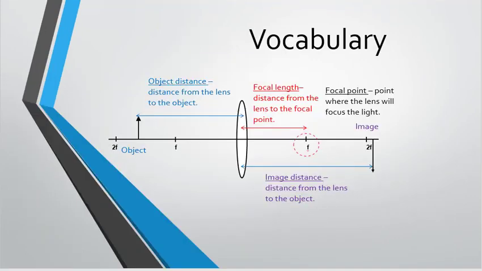A little bit of vocabulary that goes along with lenses. You have the object distance, which is the distance from the center of the lens to the object. And you have the focal length, which is the distance from the center of the lens to the focal point, which is the place where all the light that passes through the lens will focus. And the image distance is the distance from the center of the lens to where the image appears to be.